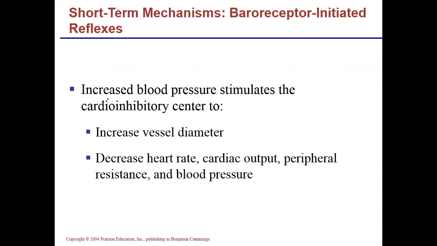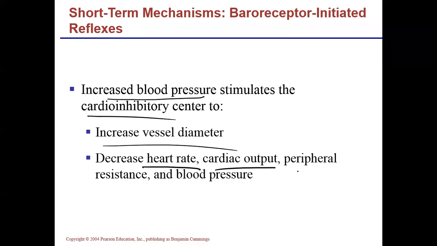When the blood pressure rises, you want to do the opposite. You want to lower things, because you don't want it to keep rising. So the cardioinhibitory center is going to increase the blood vessel diameter. Blood vessel diameter is increasing, so the pressure goes down. On the other hand, you want to lower the heart rate. Again, think about the overall picture we discussed: cardiac output, peripheral resistance, and blood pressure. When we're decreasing all of those, obviously you want to decrease the blood pressure. And that's what you want, because in this case you had an increase in blood pressure.